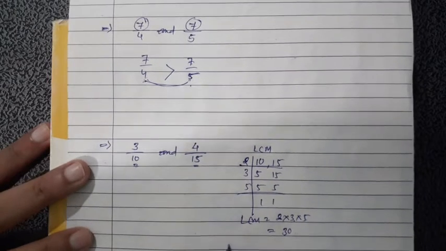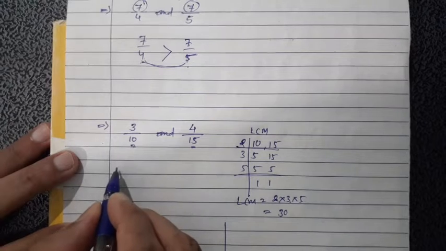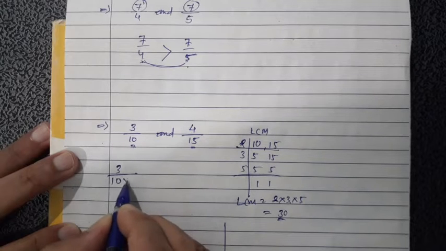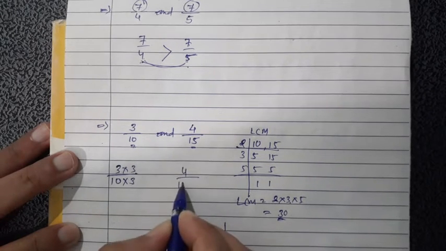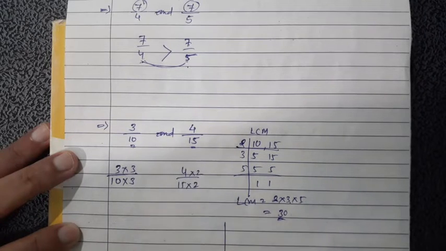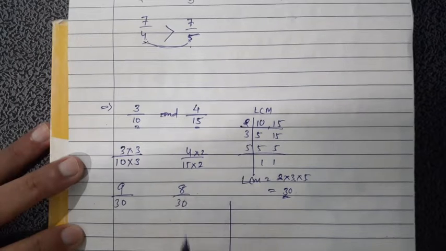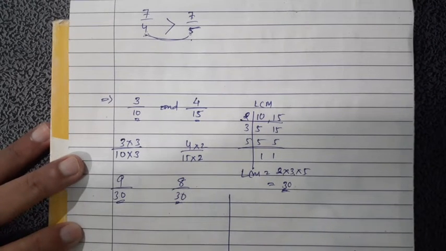Now there are two methods to compare them. If you want to know which one is greater, you directly take the LCM 30. So for 3 upon 10, multiply 10 with 3 to get 30, and same here, multiply the numerator by 3. Now here 4 upon 15, 15 2s are 30, same 2s are. So 3 3s are 9 upon 30 and here 4 2s are 8 upon 30. Now the same denominators are there.